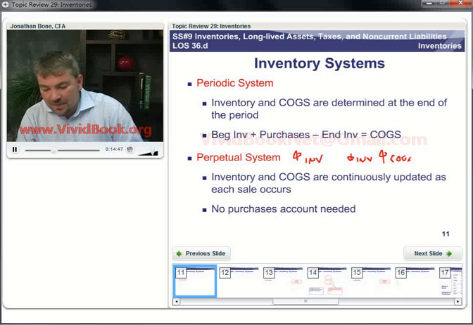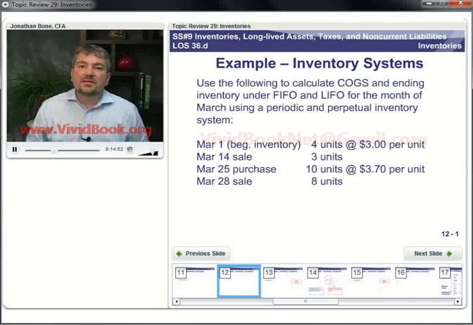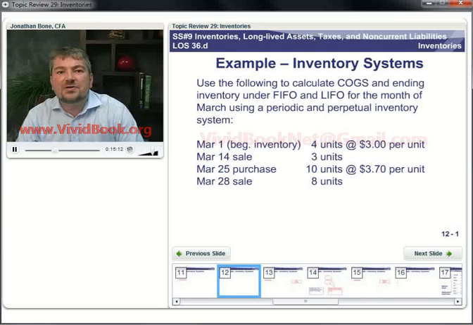Okay, we're going to go on to an example because it does ask us to calculate. So we're going to use the following to calculate cost of goods sold and ending inventory under FIFO and LIFO for March. First of all, we're going to go periodic and then we're going to go perpetual and see whether we get any differences. So notice we've got a beginning inventory of 4 units at $3 per unit, so $12. Then on the 14th of March, we make a sale. Then on the 25th of March, we make some more purchases of 10 units. And then on the 28th, again, we make another sale of 8 units.